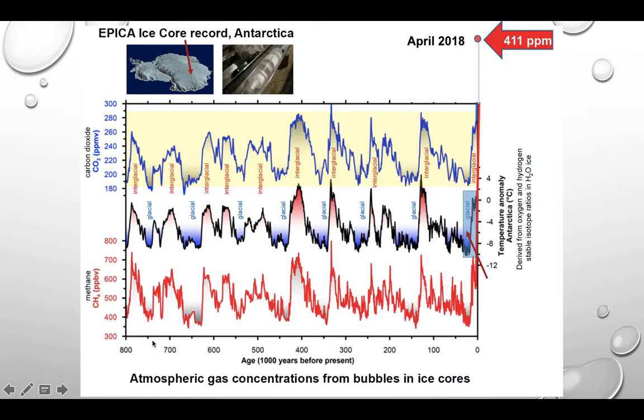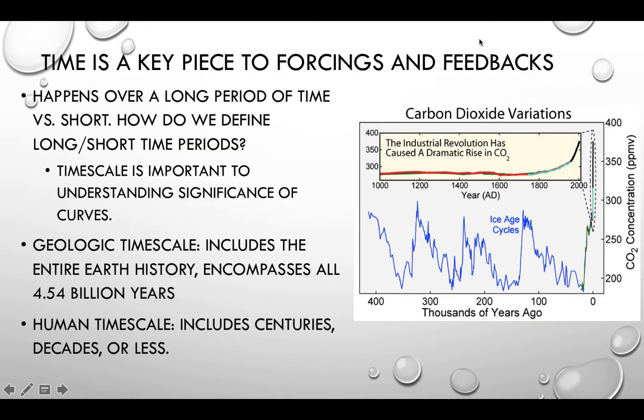This one goes thousands of years before present, so this goes all the way back to 800,000 years before present, which is a really long time, right? But now we're seeing this huge spike. So when we're talking about time scales, it's really super important, especially when you're looking at a graph like that, because there's two kinds of times we're thinking about: geologic time scales and human time scales.